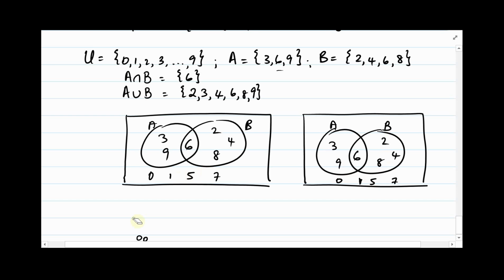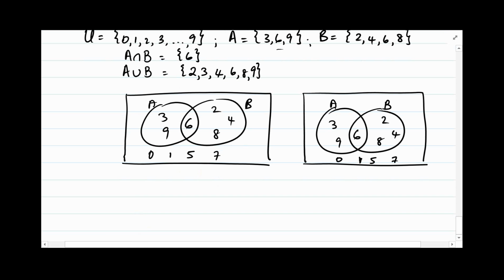So if I asked to shade A intersect B and A union B on this side, then I'm sure we would agree that A intersect B is just this region, while A union B is what we have in our listed terms here, and we would agree that those are the regions.